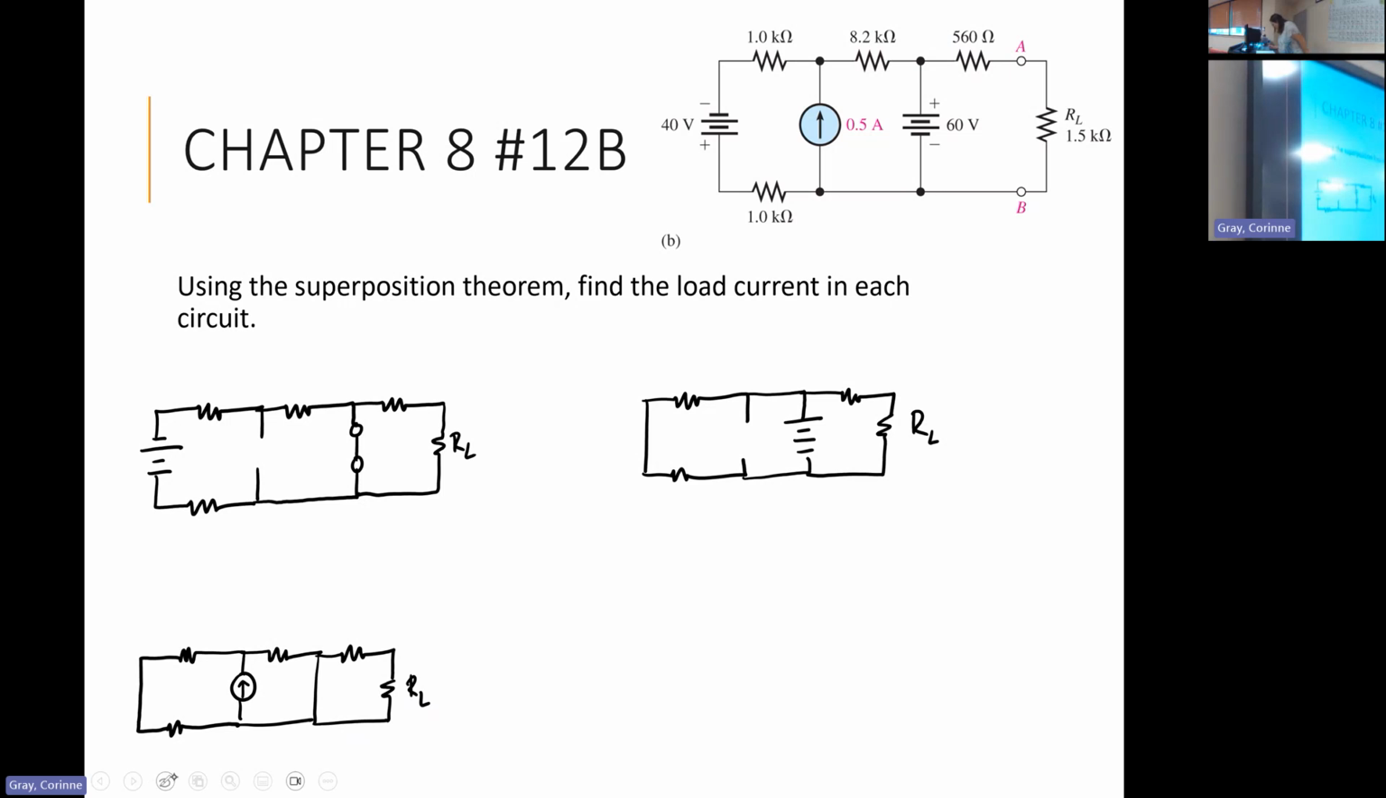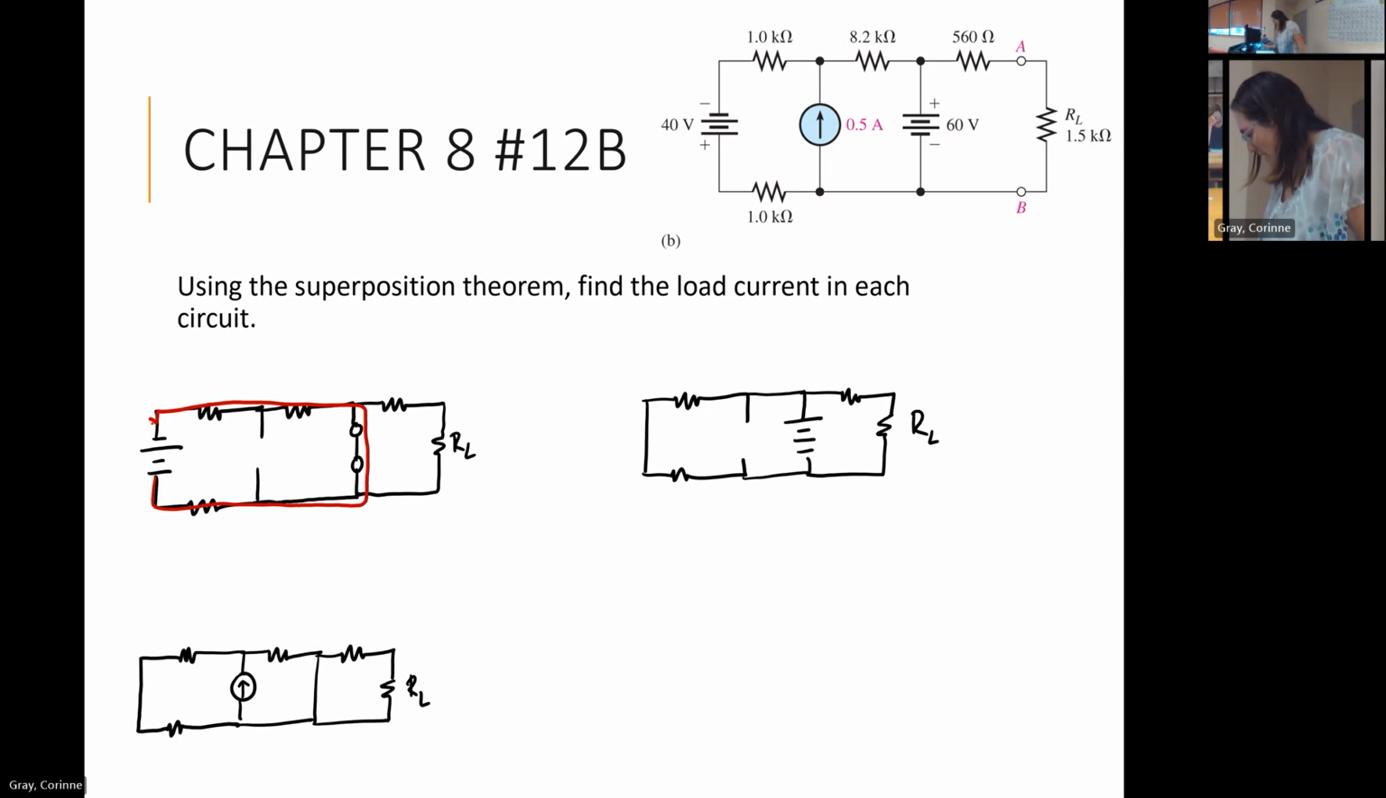So for all of the current for this left battery, it's going to go through like this. That means RL is going to be equal to 0 for this particular case. Questions about the left battery?